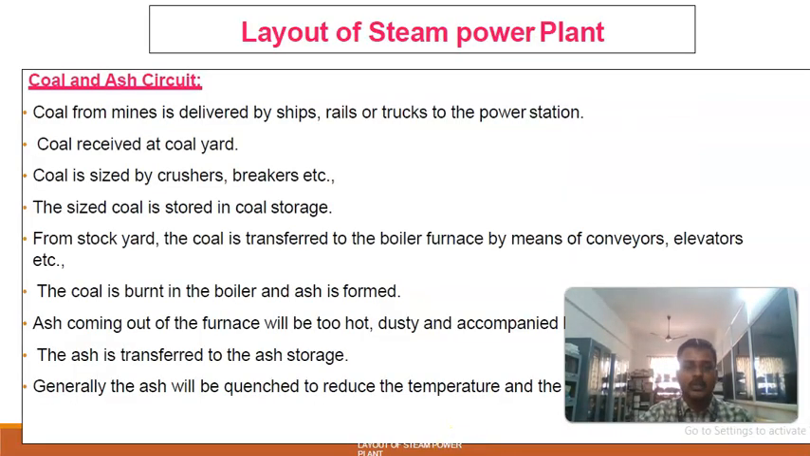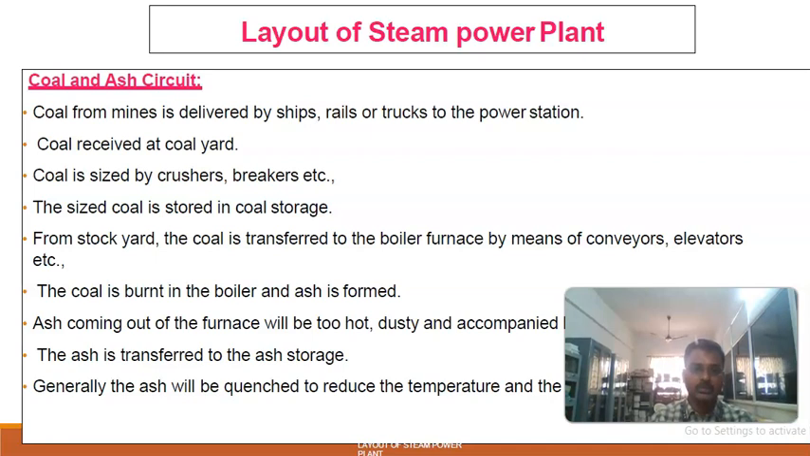Next, layout of steam power plant. In the coal ash circuit, the coal from the mines is delivered by ships, rails or trucks to the power stations. Coal is received at the coal yard. Coal is sized by crushers, breakers, etc. The sized coal is stored in coal storage. From the stockyard, the coal is transferred to the boiler furnace by means of conveyors, elevators, etc.